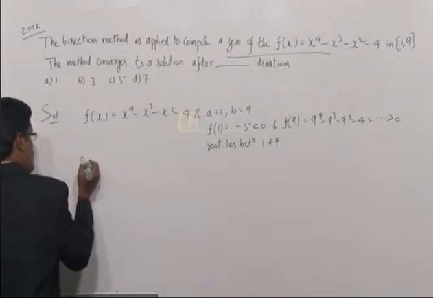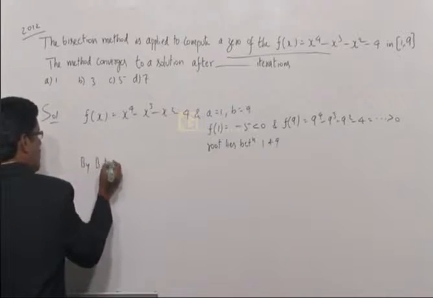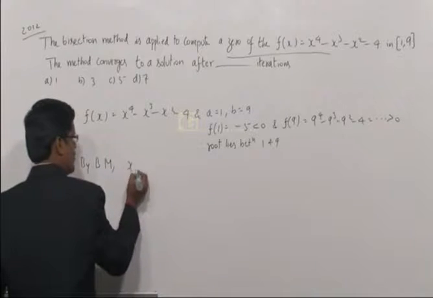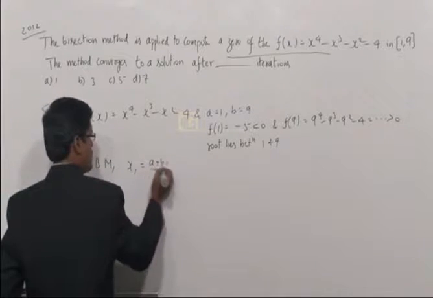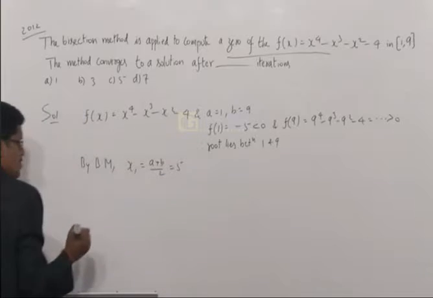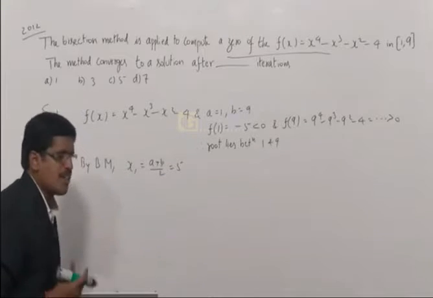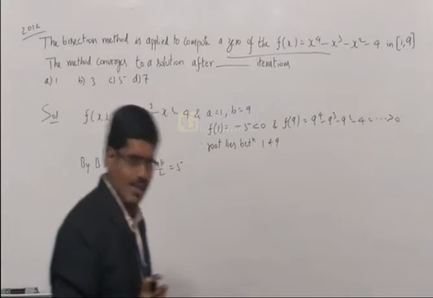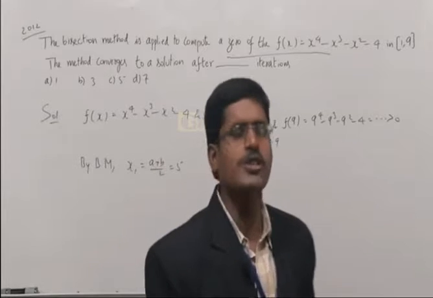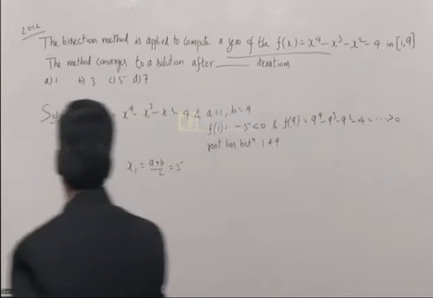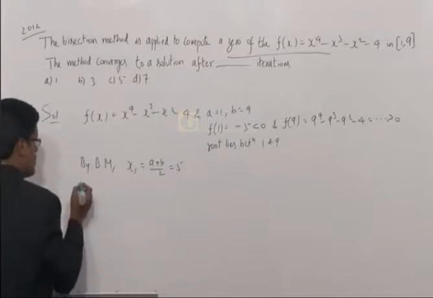Now, by BM, BM means bisection method, what is the x1 formula? A plus B by 2. What is the midpoint? 5. So whenever you get an x value, you immediately find its function value. Then it has three natures: equal to 0, less than 0, greater than 0. I already explained, please refer to the procedure.